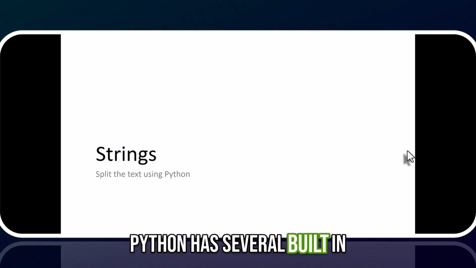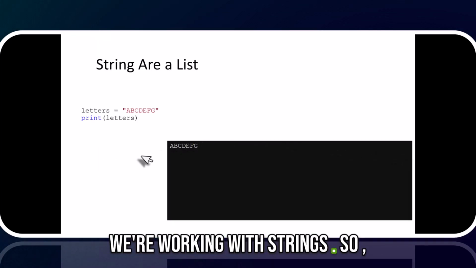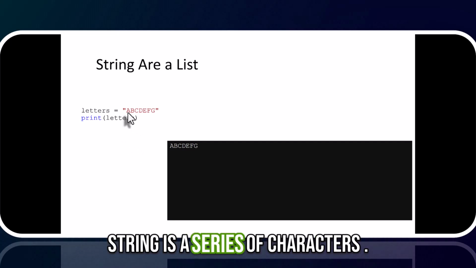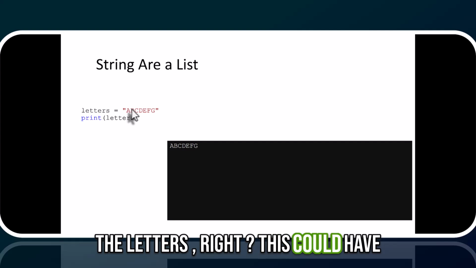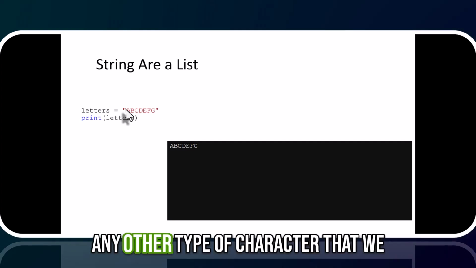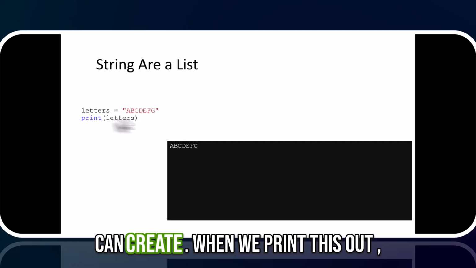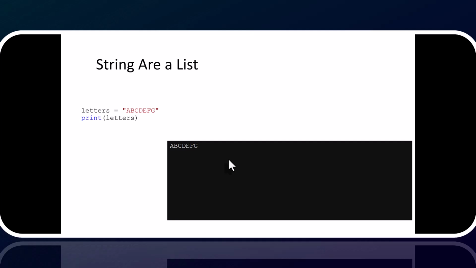Python has several built-in functions that can help us when we're working with strings. A string is a series of characters. They don't necessarily have to be letters. This could have a number one or any other type of character that we can create. When we print this out, we're printing out a list of individual characters.